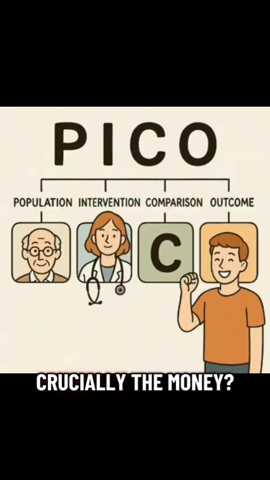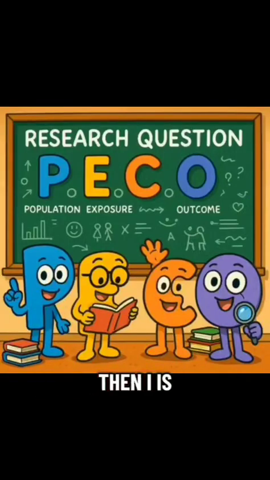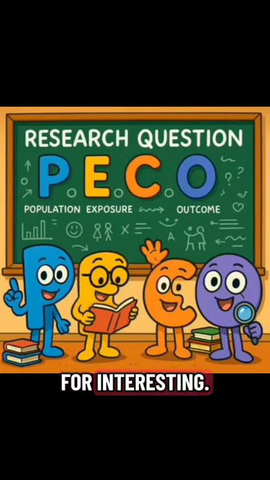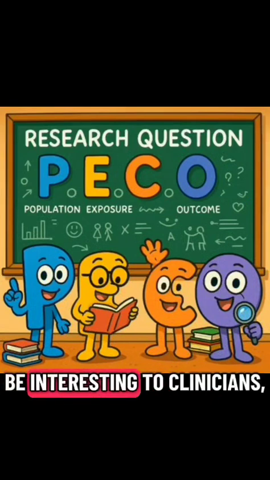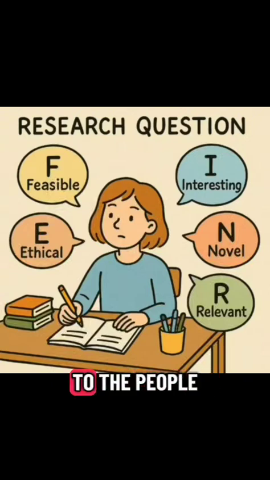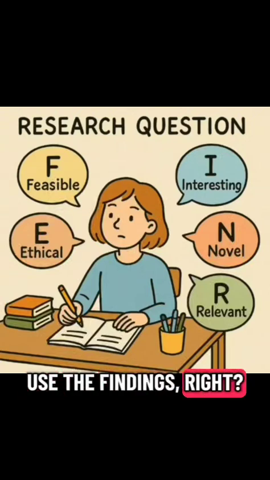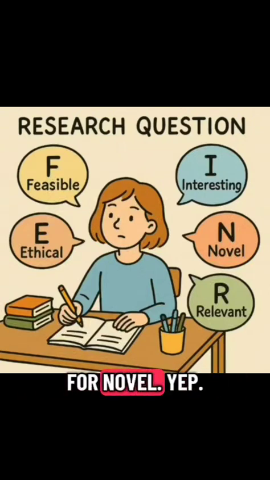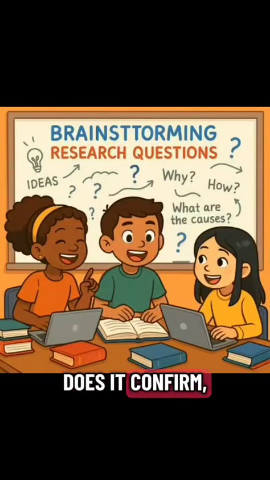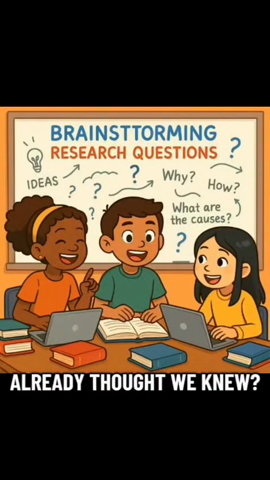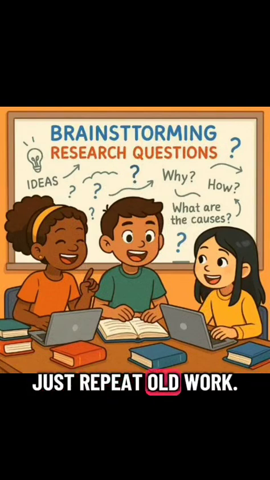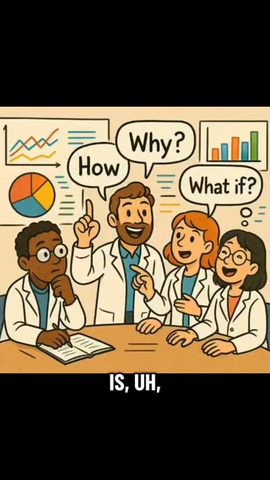So F is for feasible. This is the reality check. Do you have enough subjects, the right technical skills, the time, and, crucially, the money? The practical stuff. Totally. Then I is for interesting. And that doesn't just mean interesting to you. It has to be interesting to clinicians, to policymakers, to the people who actually might use the findings. Right, so it has to have an impact. Then N is for novel. Yep. Is it new? Does it confirm, refute, or maybe extend something we already thought we knew? You don't want to just repeat old work.